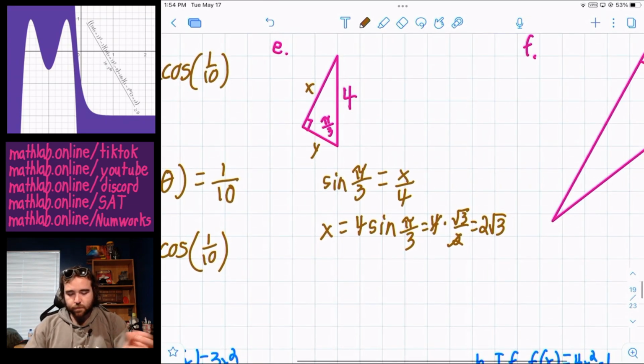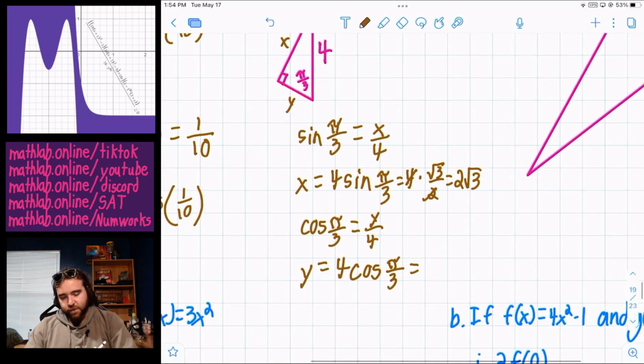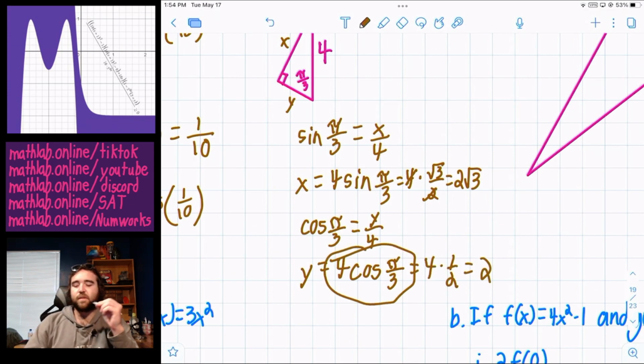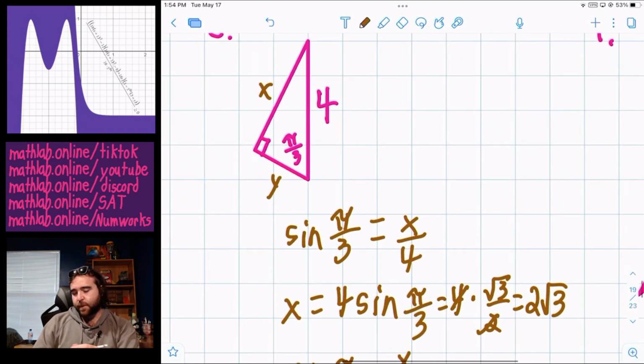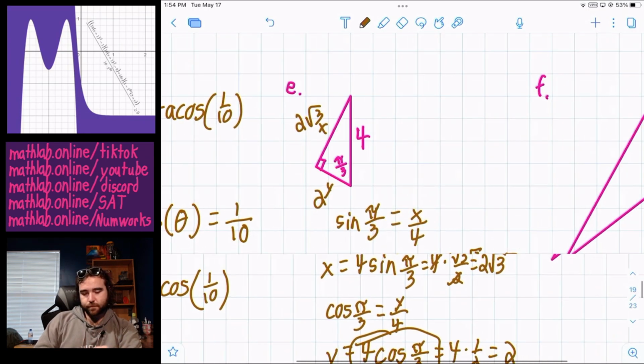And then we'll do something similar for y, but it looks like we got to find cosine. So we'll say that the cosine of pi over 3 is y over 4. So y is 4 cosine of pi over 3, which is 4 times 1/2, which is 2. So we can leave this as the answer if we want to. But notice how this is also special triangles. 2 and 2 root 3. So it's a 30, 60, 90.